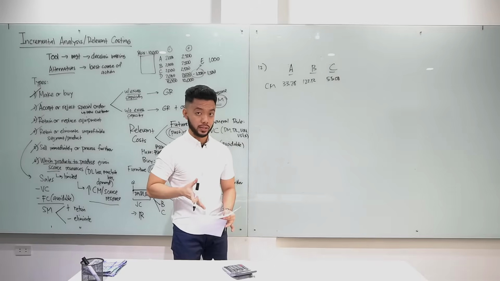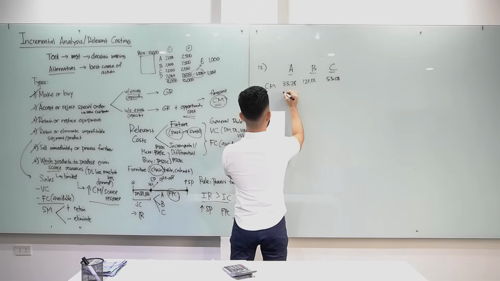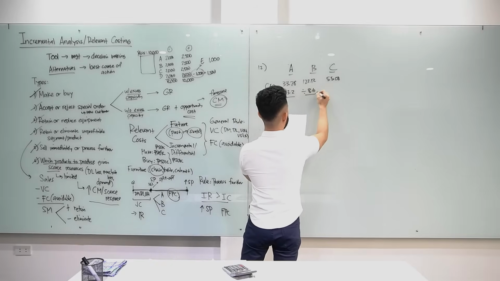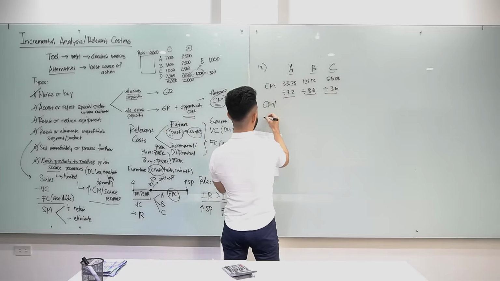Yung number of minutes. Okay? So, i-divide mo pa siya by 3.2. So, divide natin by 3.2. For A, for B is 8.6. For C naman, 3.6. Okay? So, makukompute mo dyan, contribution margin per scarce resource or yung number of minutes.